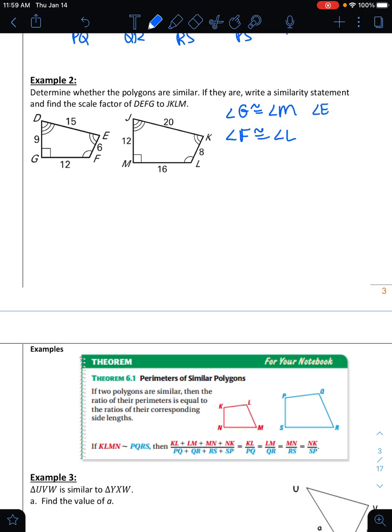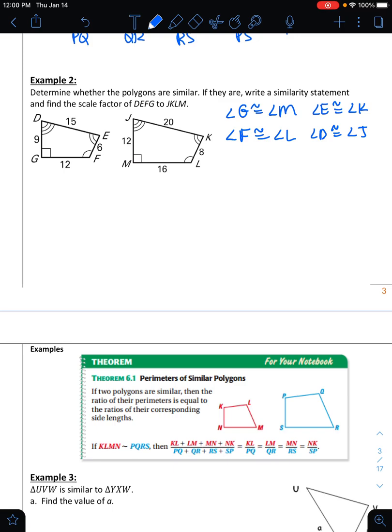Angle E is congruent to angle K. They both have 2 arcs. And then finally, angle D is congruent to angle J. So I have shown that the corresponding angles are congruent. Now, are the corresponding sides proportional? So we need to check our ratios.